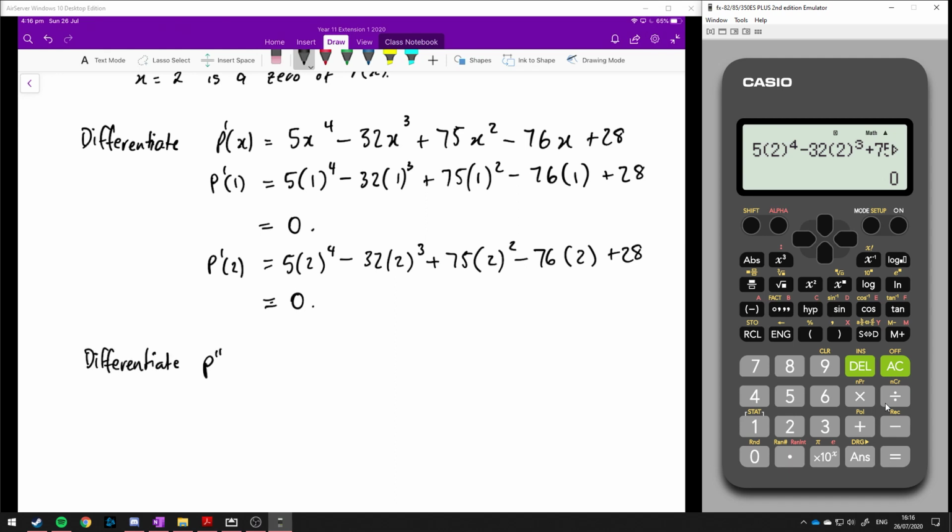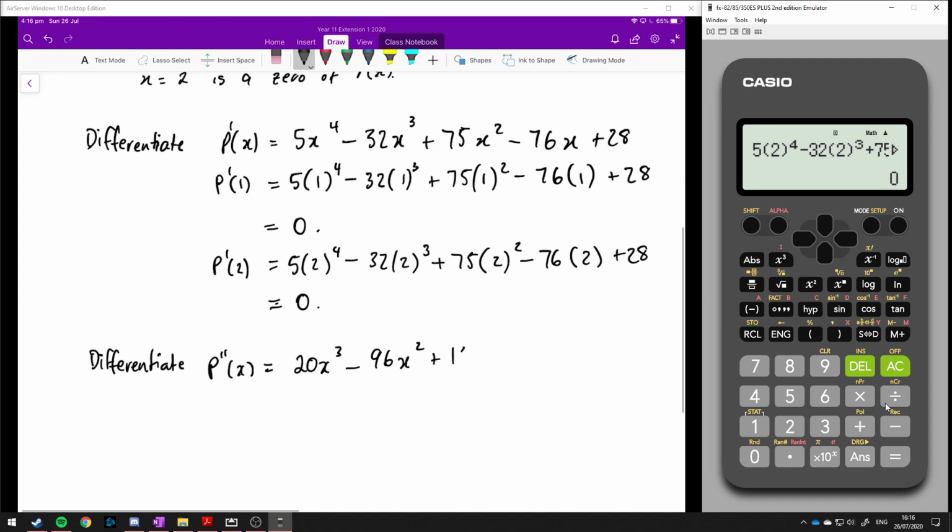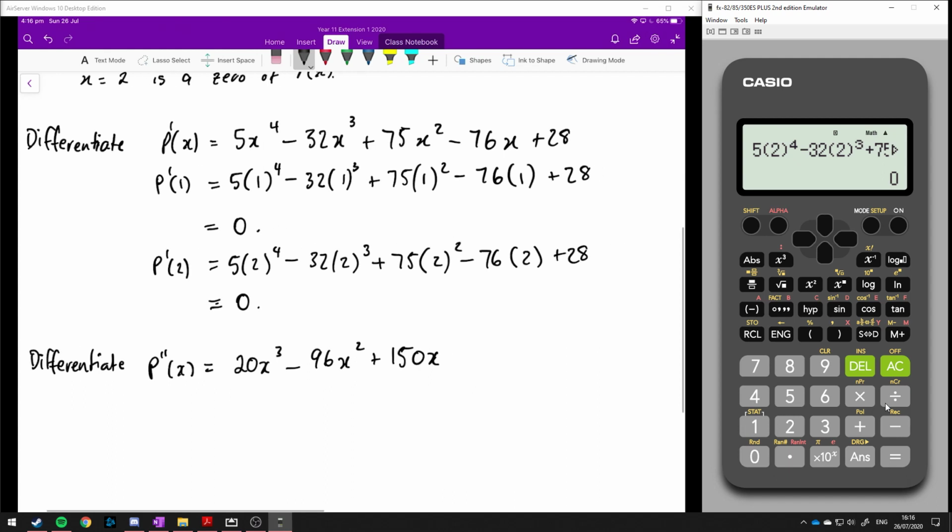And we're going to find the second derivative. To find a second derivative, what we do is just find the derivative of the first derivative, and that gives us the second one. So treat the derivative as the function, or as the polynomial, and then find the derivative of that. So 5x to the power 4 becomes 20x cubed, minus 32x cubed becomes minus 96x squared, plus 75x squared is going to become 150x, and the minus 76x is going to become minus 76, and the 28 is going to disappear because it's a constant term.